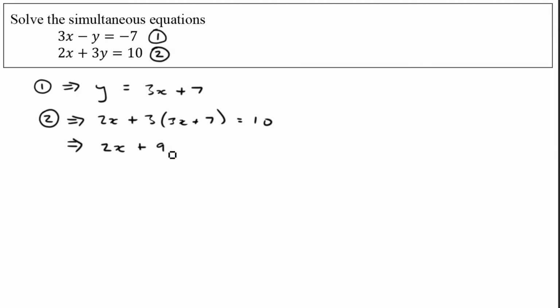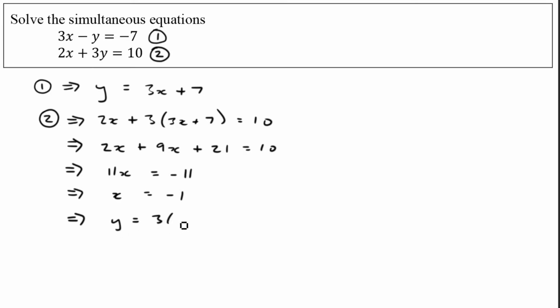2x plus 9x plus 21 is 10. So altogether we have 11 x's, and if we subtract the 21 from both sides, that's equal to negative 11. So now we can see that x is negative 1. And using our rearranged version of equation 1, we have that y is 3 lots of negative 1 plus 7. In other words, y is 4. In conclusion, x is negative 1, y is 4.